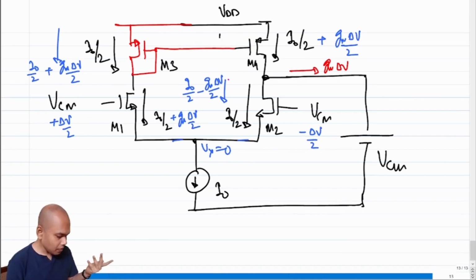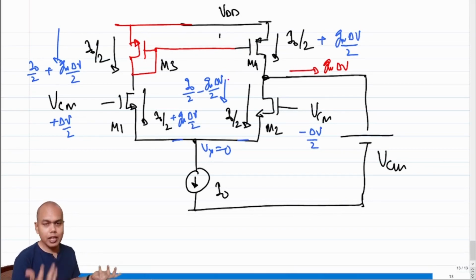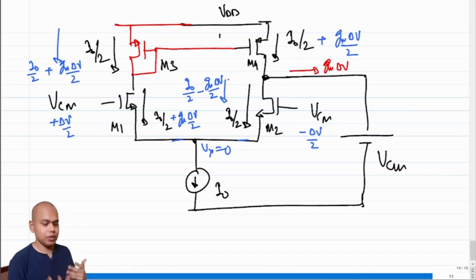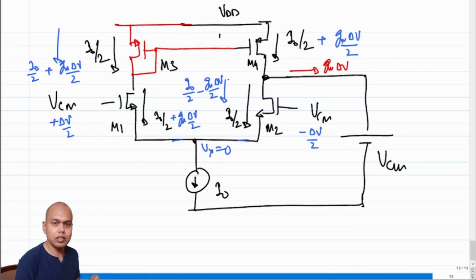Why is that a good thing? Without using any extra power, we are able to increase the short circuit current by a factor of 2. So that is great, right?